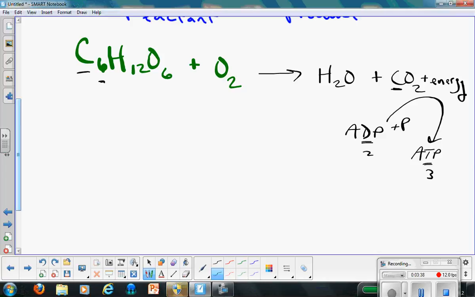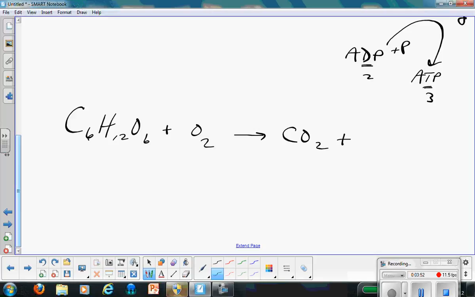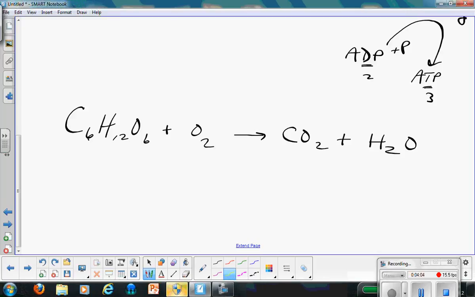So what I'm going to do is I'm just going to rewrite it, just so it's easier for me to work with. C6H12O6 plus O2 yields CO2 plus H2O. I'm not going to account for the energy. I only care about the atoms. I'm counting atoms. And right now, it's not working. I do not have the right number. I have 6 carbons, and over here I only have 1.